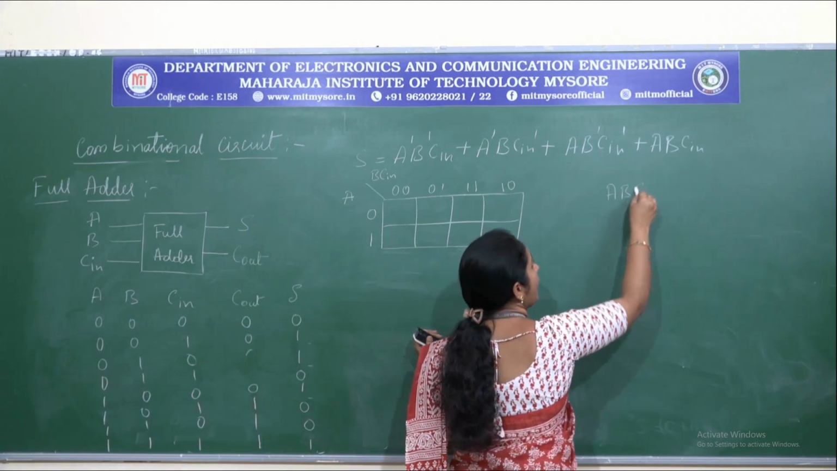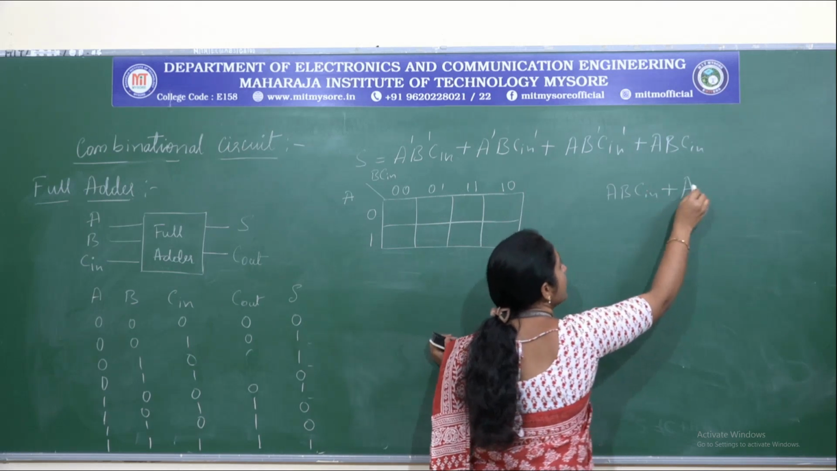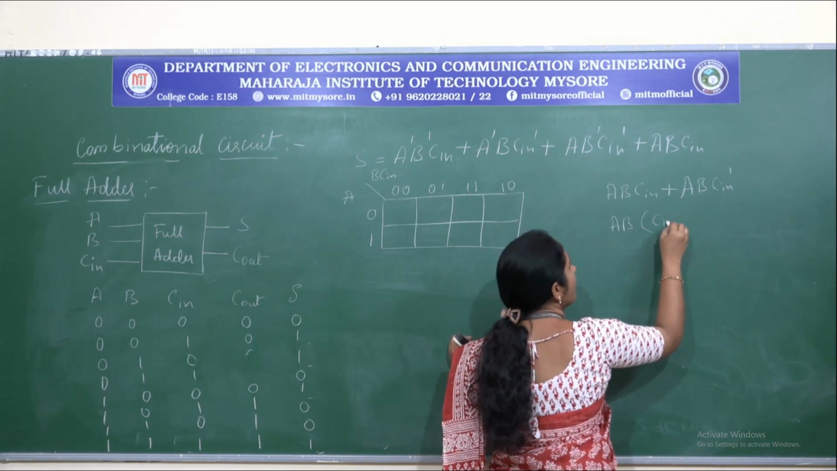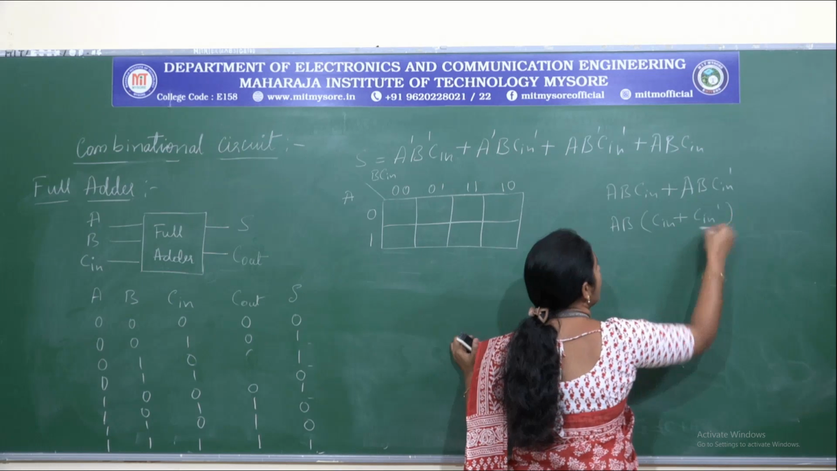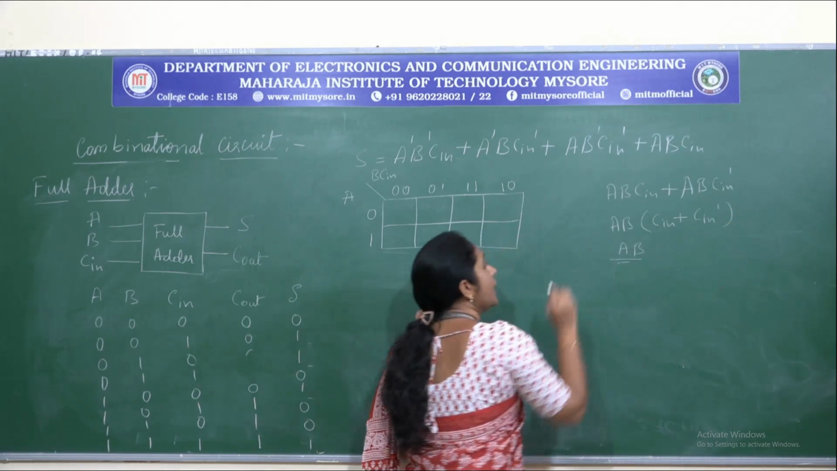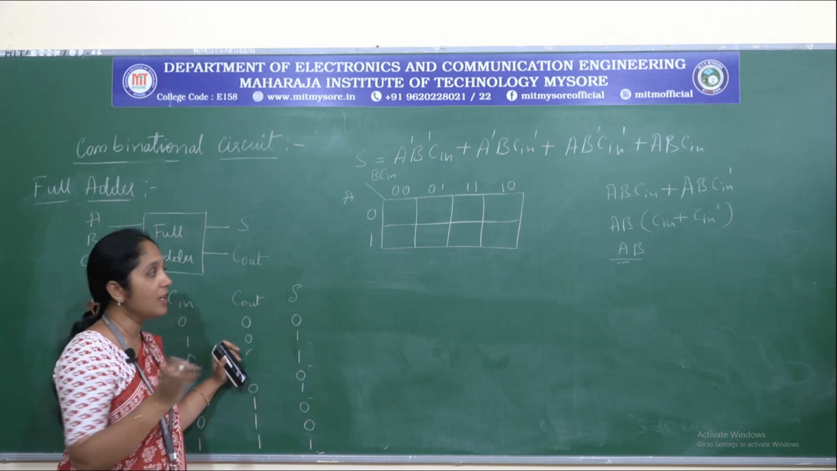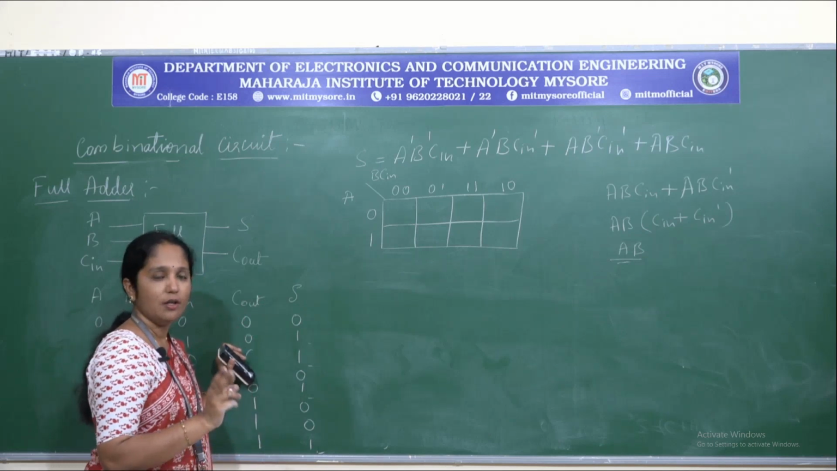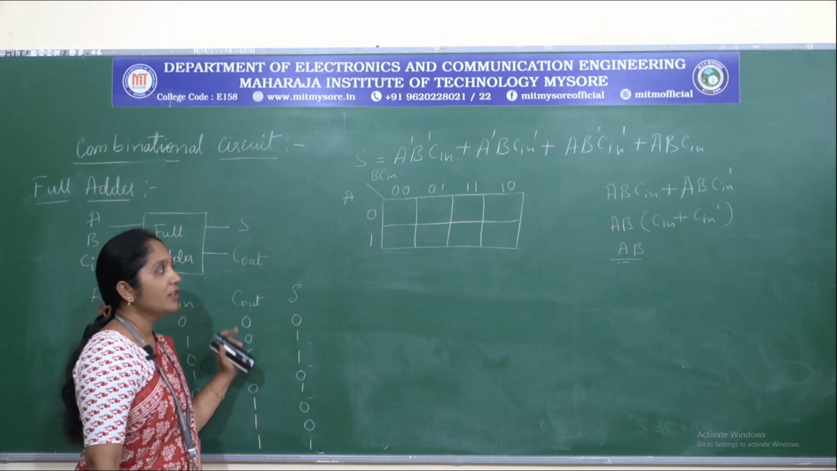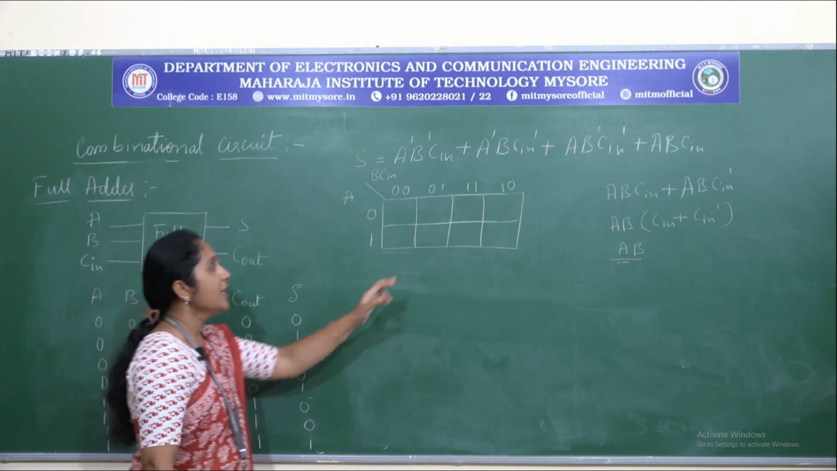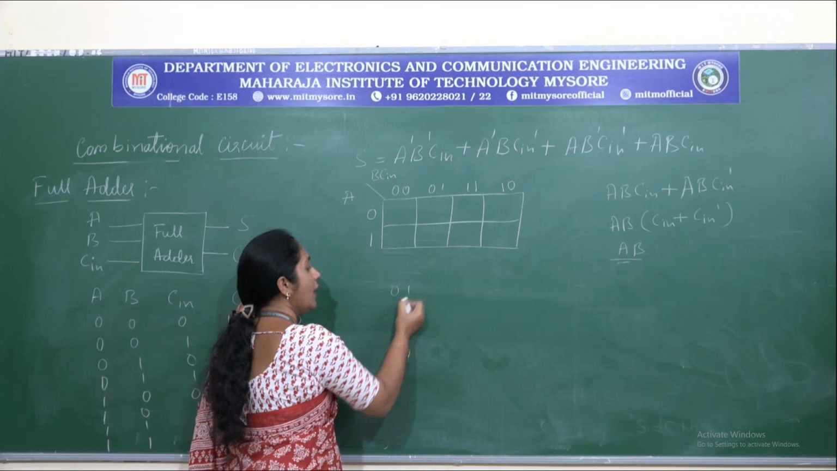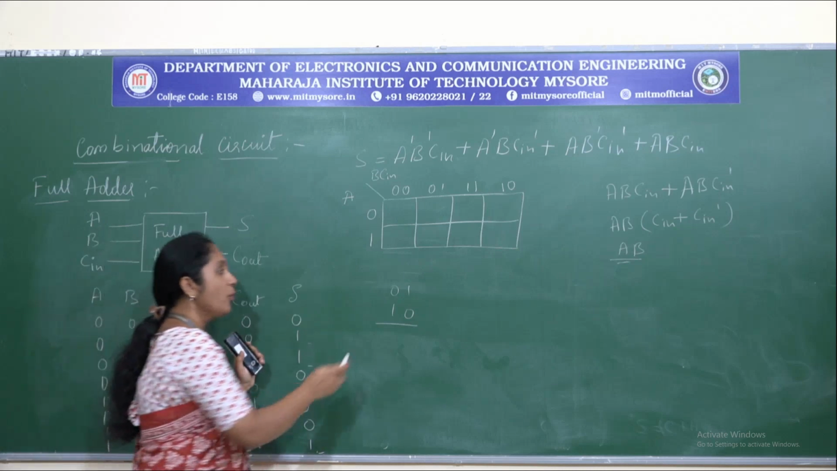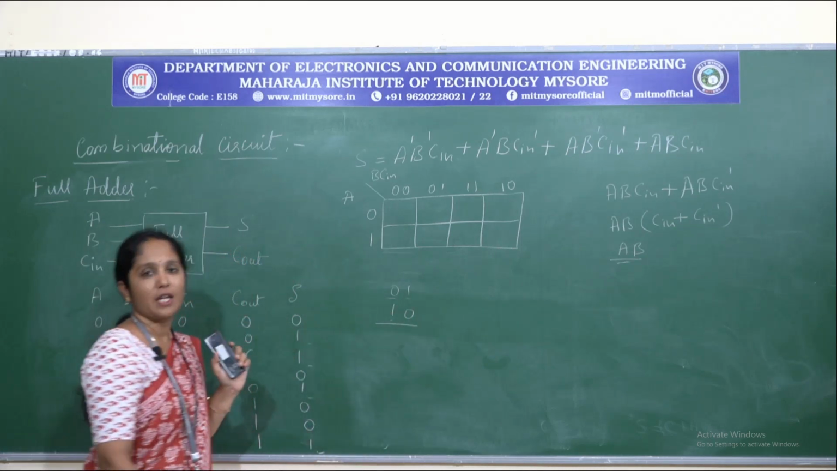For example, if we have A, B, C in as one term and another term is A, B, C in dash, then we can reduce. We can take A, B out as common, and C in plus C in dash will become 1. Therefore, we get A, B. So we have a reduction of 1 literal, 2 terms have been reduced, and we have only a term containing 2 variables. Now if you write 0 1 and 1 0, these two differ in both places, both the literals are different. In such a case we cannot reduce.